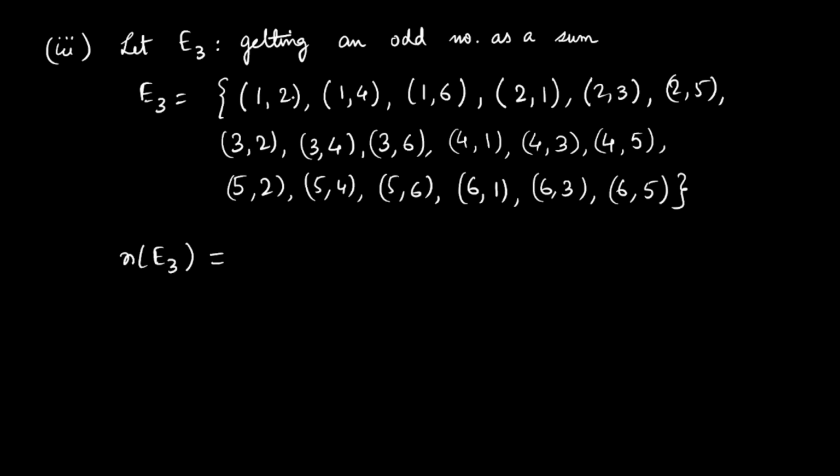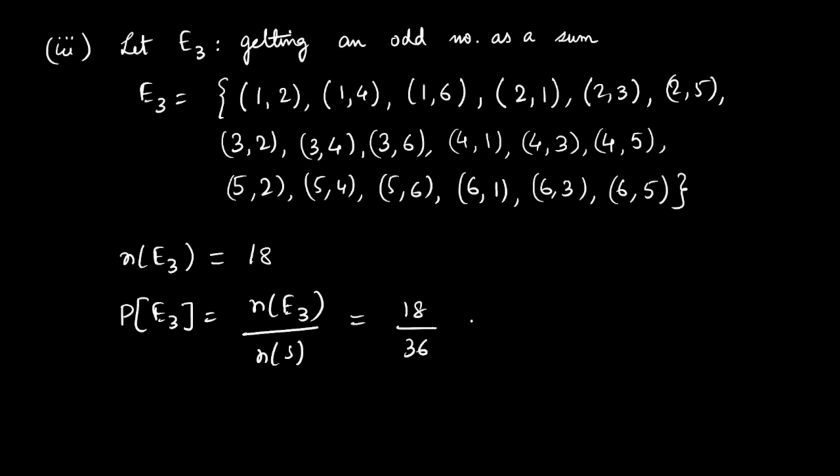Cardinality of this set will be 1, 2, 3, 4, 5, 6, 7, 8, 9, 10, 11, 12, 13, 14, 15, 16, 17, 18. The probability of this event will be n of E3 by n of S. It is basically 18 by 36, which is half.